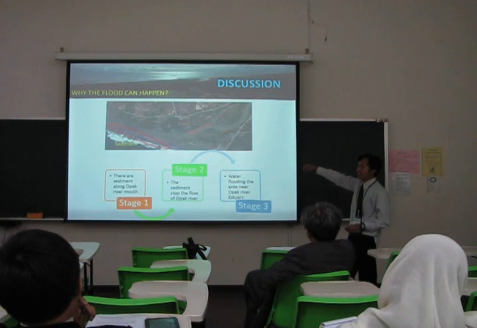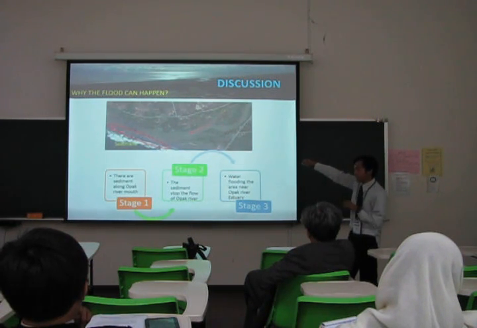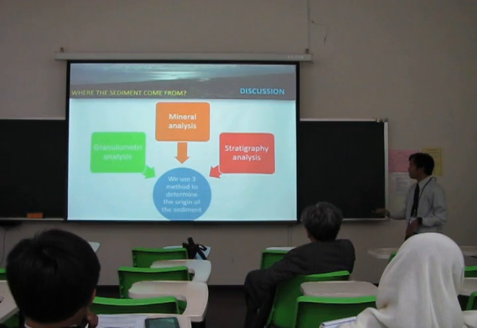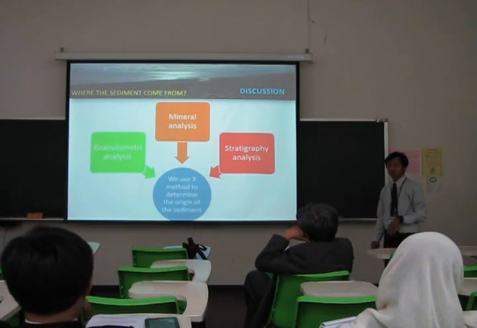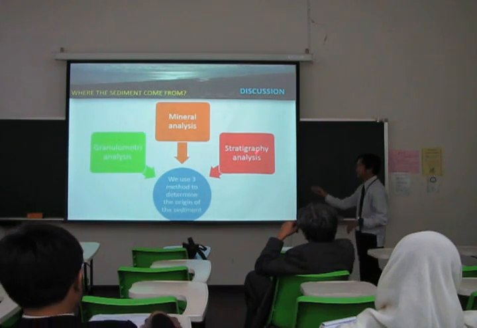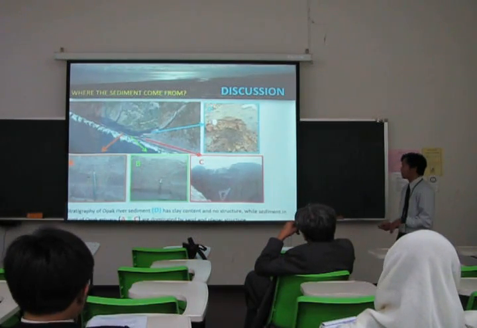In the rainy season, in August and September, the sediment crosses the channel, and then the water cannot flow to the sea, so it causes flooding. And you want to know where the sediment comes from. You have three analyses: first, environment, mineral, and stratigraphy analysis. This is the sediment of the aquifer.